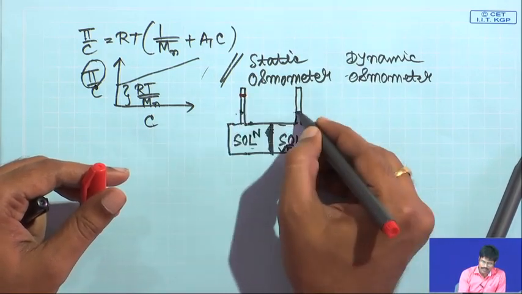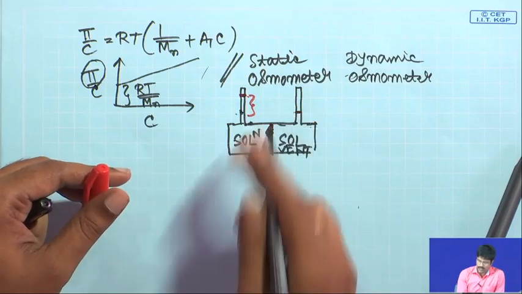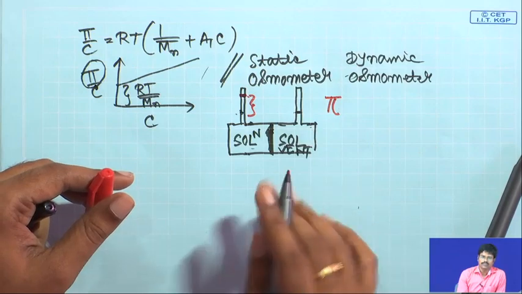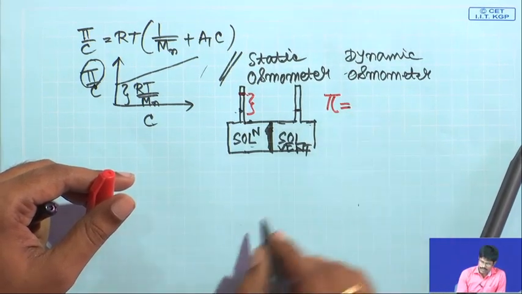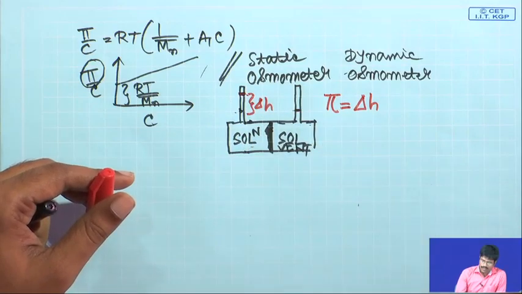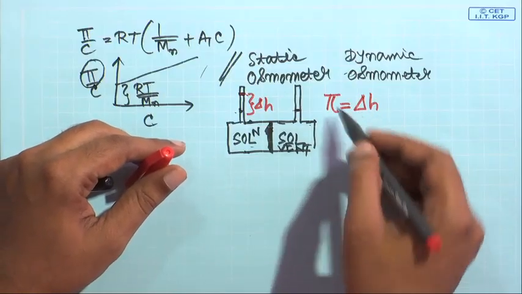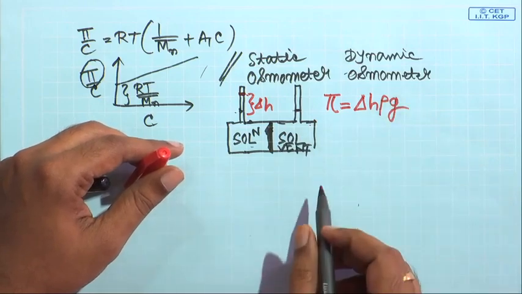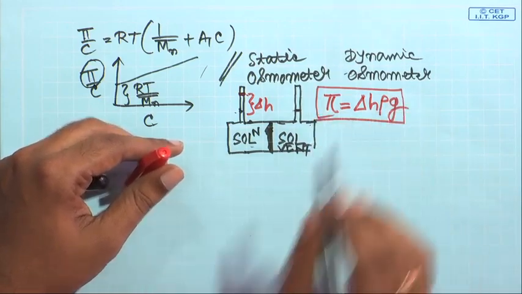So this difference of the height, delta H, is correlated to the osmotic pressure. That osmotic pressure is equal to the difference in height into the density of the liquid into g. So from here you can find out the osmotic pressure.